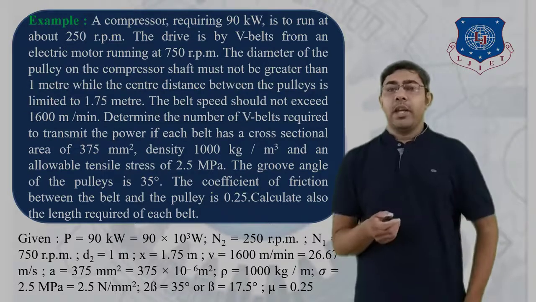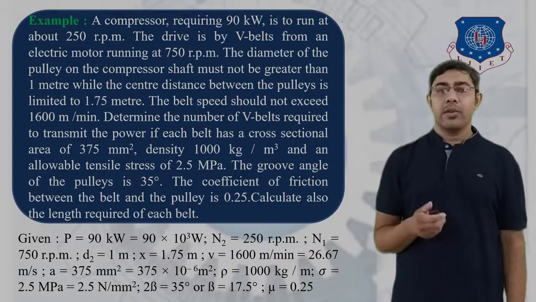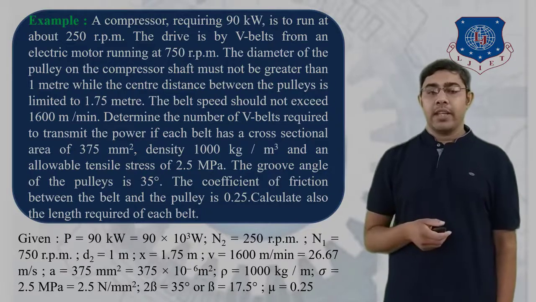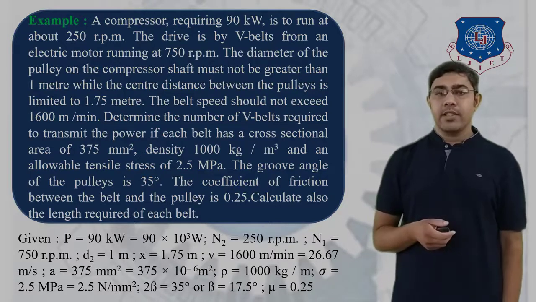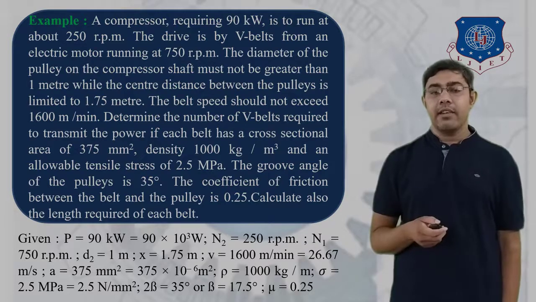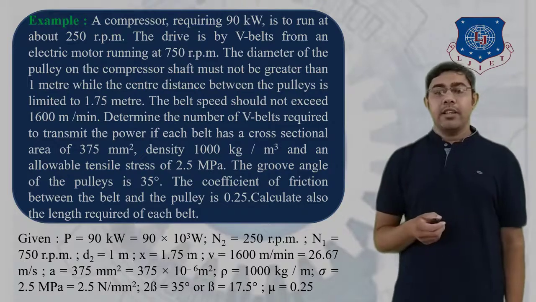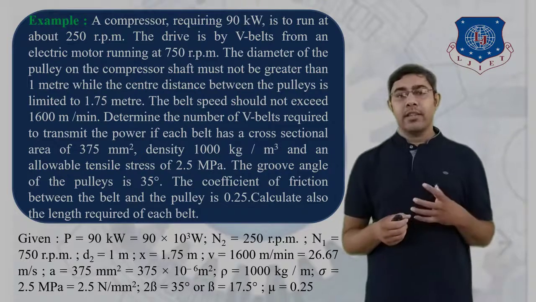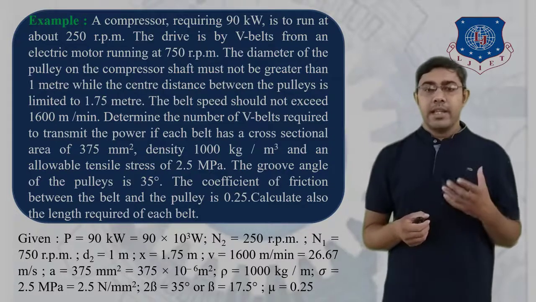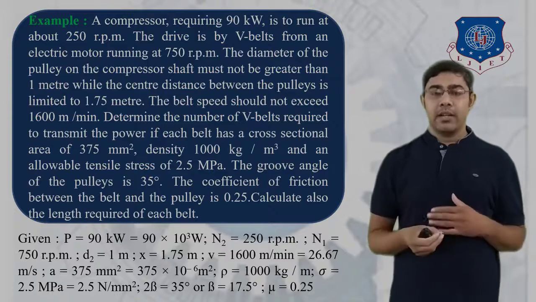The pulley groove angle is given, that is 2 beta is equal to 35 degrees, so beta is equal to 17.5 degrees. And the coefficient of friction mu is equal to 0.25. So this is the given data, and we have to calculate how many belts are required for this design problem, and also the length of the belt.